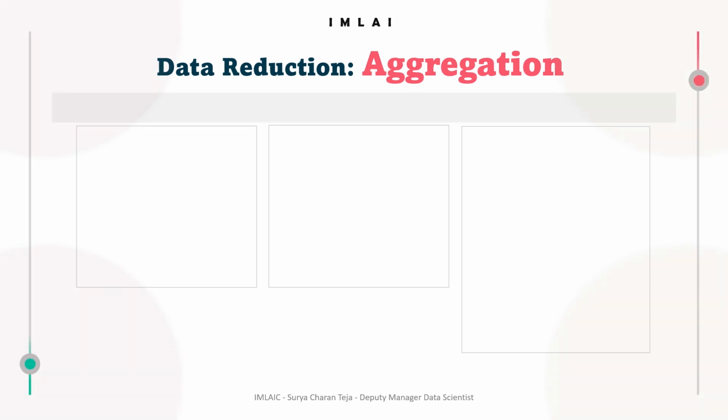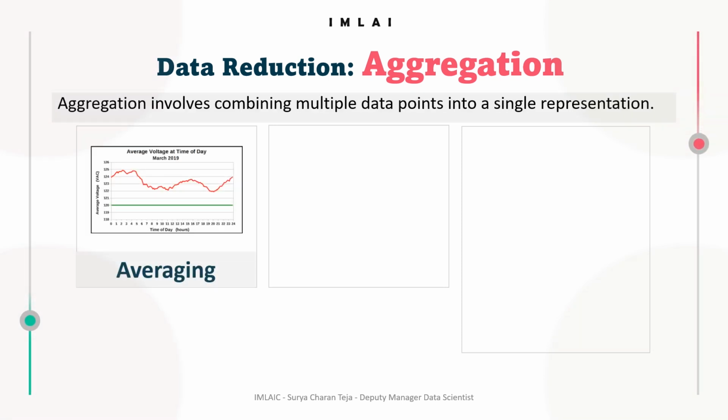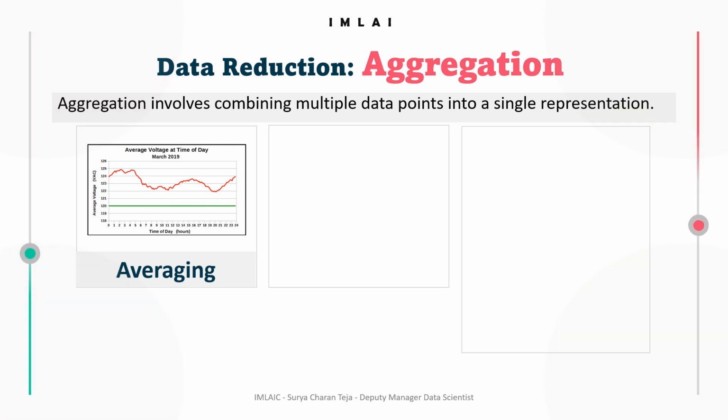So let's begin with averaging. So averaging involves calculating the mean or median of a group of data points. This can be useful when the individual data points are not as important as the overall trend or pattern, and a single representative value can capture the essence of the data.